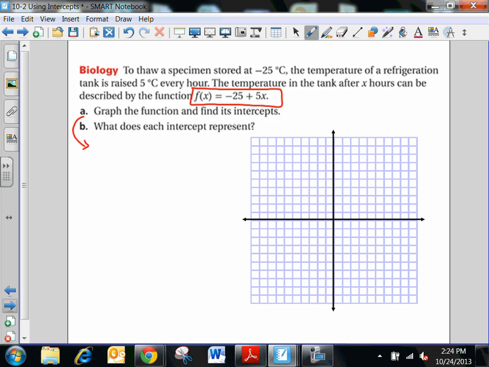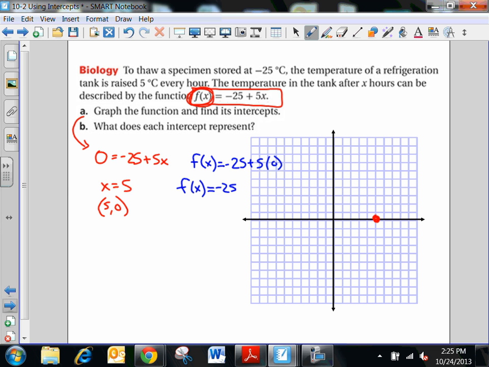If I plug in 0 for y, this thing is basically y, right? So plugging in 0 for y would be 0 equals -25 plus 5x. If I went and solved this out, I would get that x is equal to 5, or 5, 0. Okay, so let's plot that over here. That's this point right there. Okay, and then if I plug in 0 for x, it would be f of x equals -25 plus 5 times 0. Right? If I work this out, I would get that f of x is equal to -25.